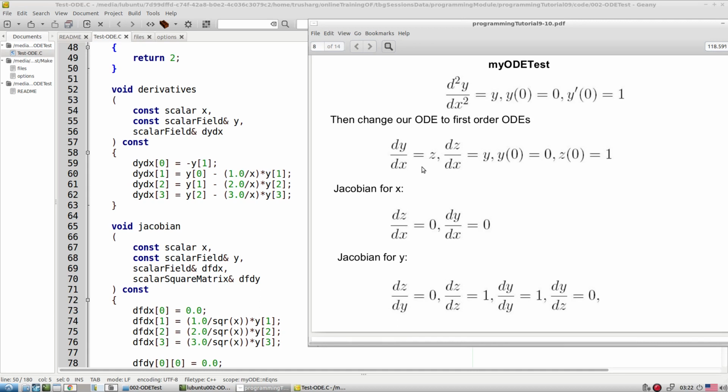So let's write down these equations from here to this area. So we have del y by del x equal to this one, and z, please remember, z is nothing but y1. So we replace this z with y1 only.